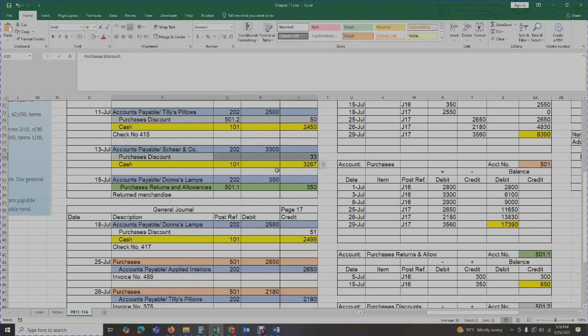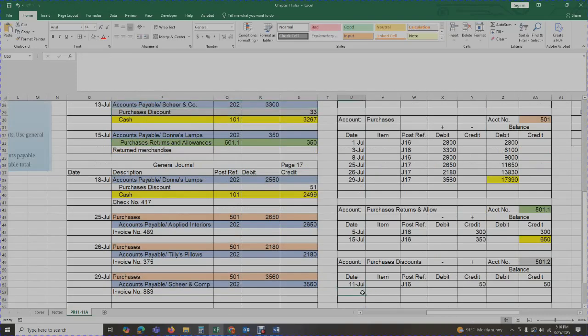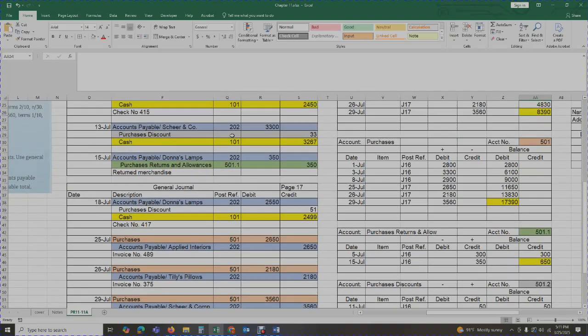We have another one here on the 13th for $33. So July the 13th, this is journal 16. We have another credit of $33. So we're going to add them together. The 50 plus the 33 will give you $83. We're going to go back to the account and enter 501.2.